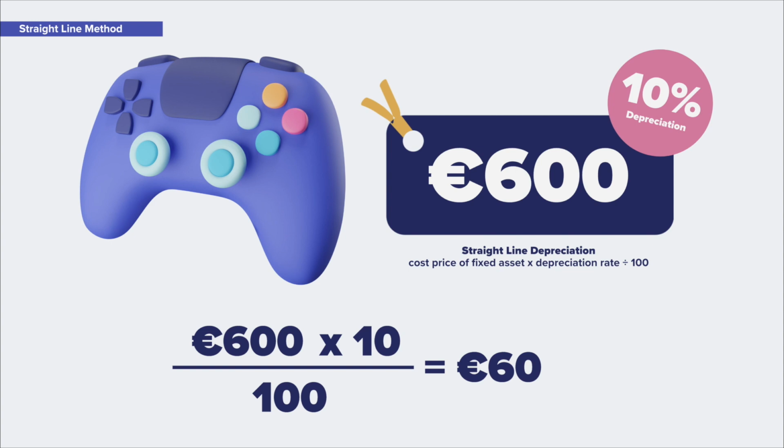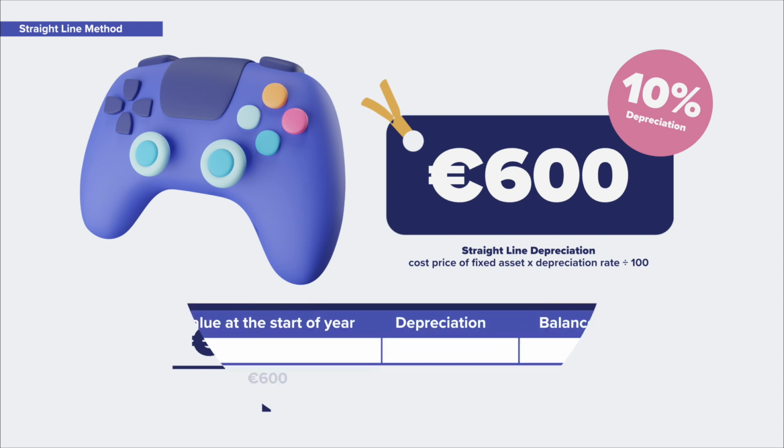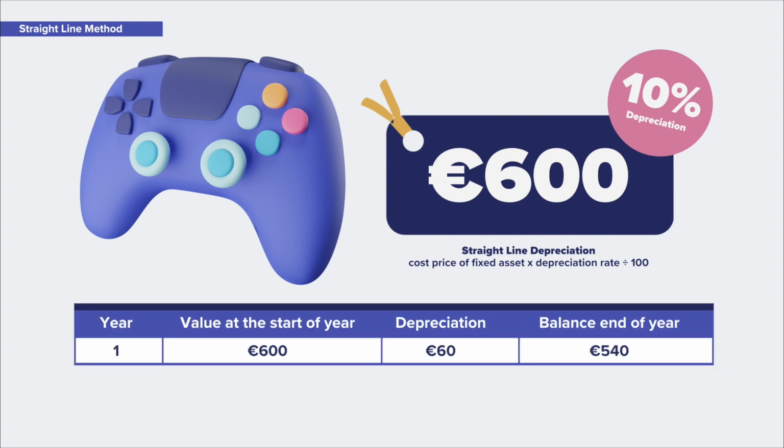You might be asked in an exam to calculate depreciation over 3 years, for example, so we'll just show you how to do that using the straight line method. Again, a straight line uses the same amount of depreciation every year over the asset's useful life, which we worked out is €60. So year 1, the value at the start of the year is €600. It depreciates by €60, which means at the end of the year it's worth €540.